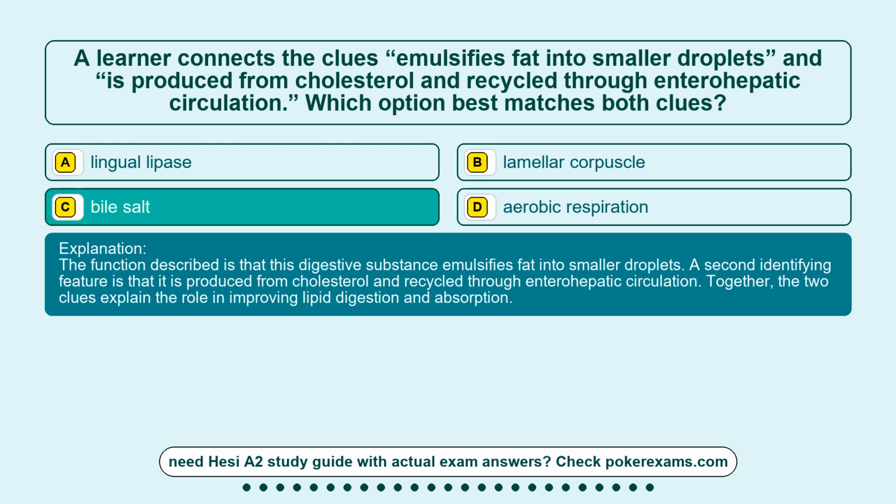The function described is that this digestive substance emulsifies fat into smaller droplets. A second identifying feature is that it is produced from cholesterol and recycled through enterohepatic circulation. Together, the two clues explain the role in improving lipid digestion and absorption.